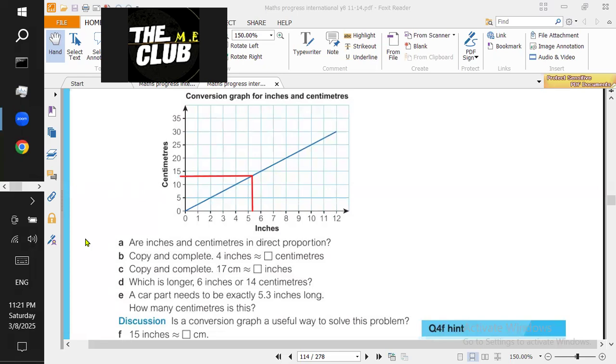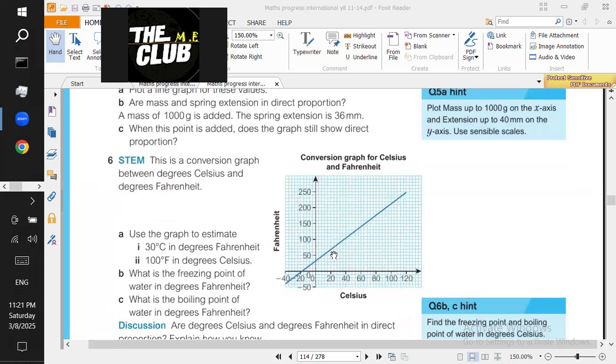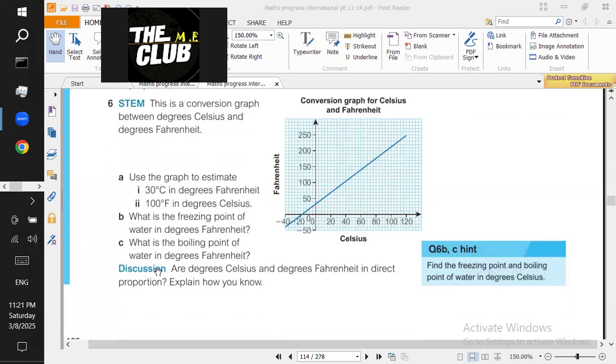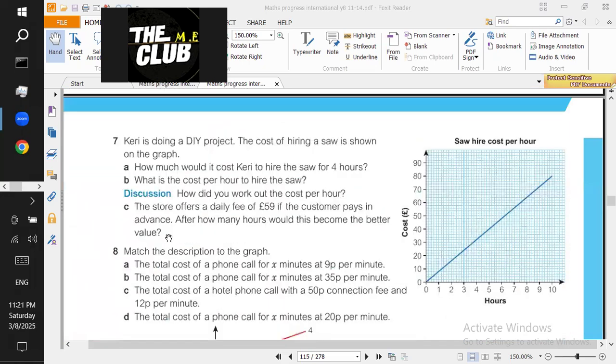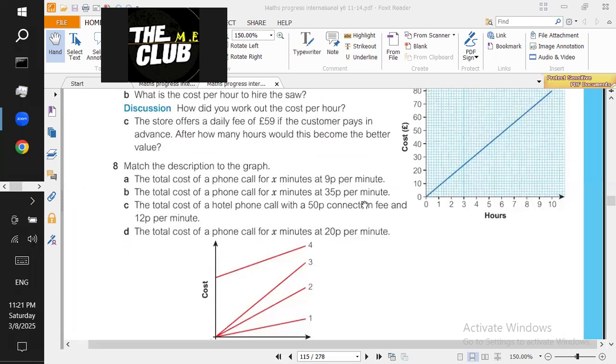This is the idea of using conversion graphs, okay? Same idea here, conversion graphs. Now, as you can see, this is not direct proportion because they don't start from the 0 point. But you can use these conversion graphs to answer the questions, okay? Same idea. Here, this is direct proportion because it starts from the origin and goes up in a direct proportion. They increase with each other. You can use it to answer the questions.